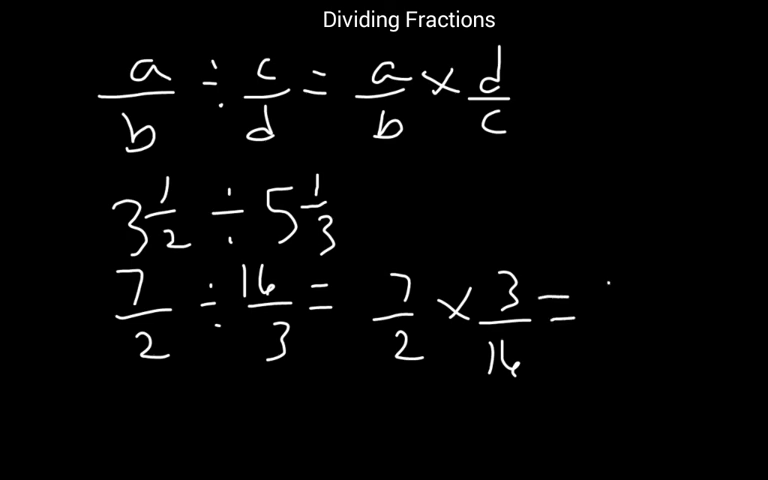7 times 3 is 21, 2 times 16 is 32, and as predicted, this is less than 1. And also we know it's lowest terms already, so this is kind of a nice one. Very convenient.